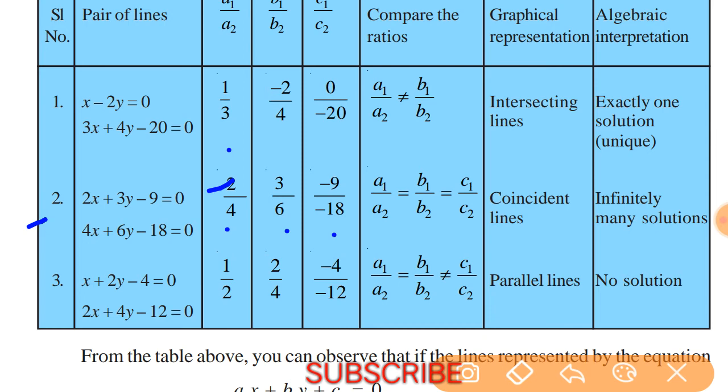So every fraction is written as 1 upon 2. So a1 upon a2 is equal to b1 upon b2 is equal to c1 upon c2. They are equal. If they are equal, then we will say by the graphical representation the lines are coincident lines. Coincident lines means if one line is moving and another line is also moving on that, then we can say coincident lines. Then the solution is infinitely many solutions.